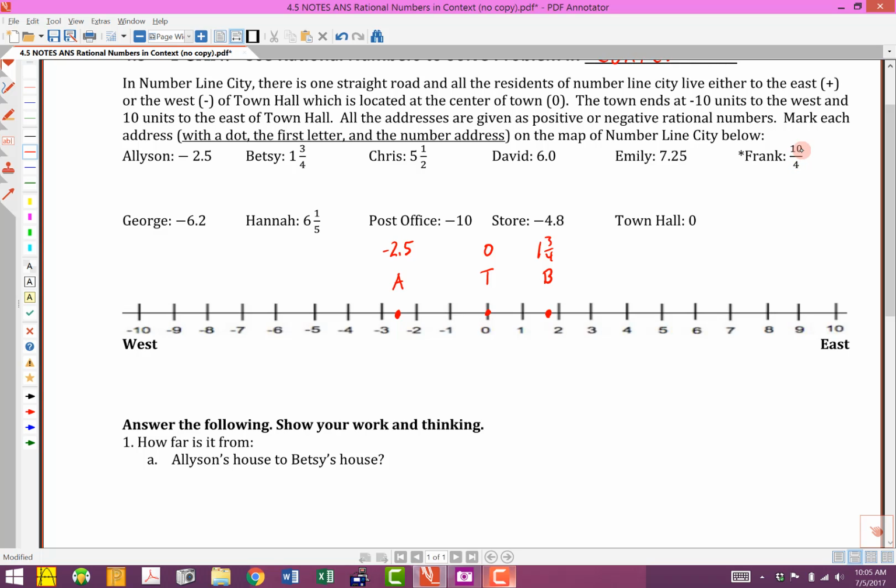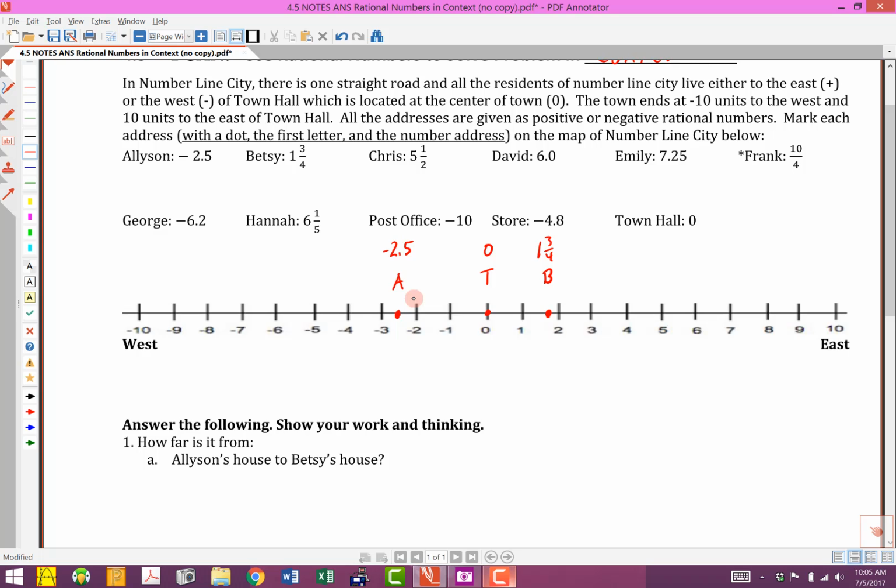You may want to make that a mixed number because remember, on story problems you can choose the best way to represent your answer. So what it says here is answer the following and show your work and your thinking. It says how far is it from Allison's to Betsy's house? So we want to know how far it is if Allison walked to Betsy's house or Betsy walked to Allison's house.